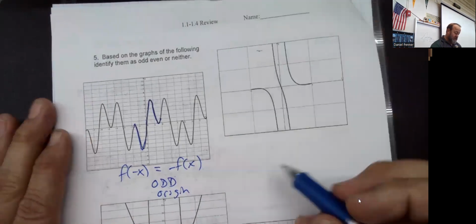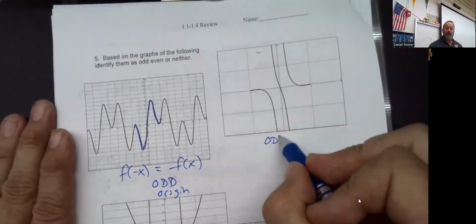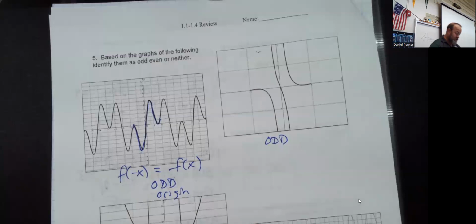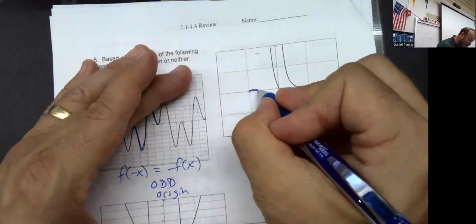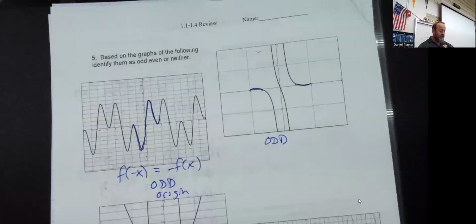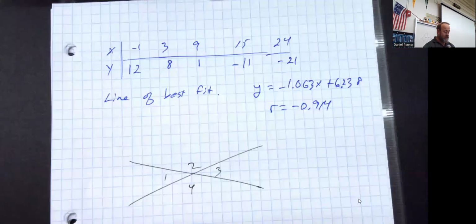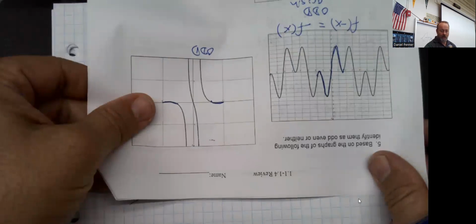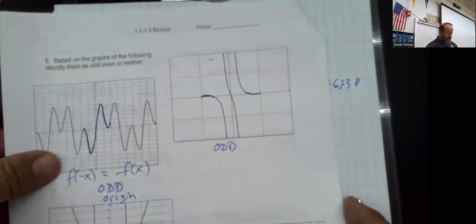Similar logic says that this is also odd. It also has that origin symmetry. The spin that exists right here is right here. You can see how that works. If you literally spun your paper 180 degrees, you would not be able to tell the two graphs from each other, okay? They look the same.